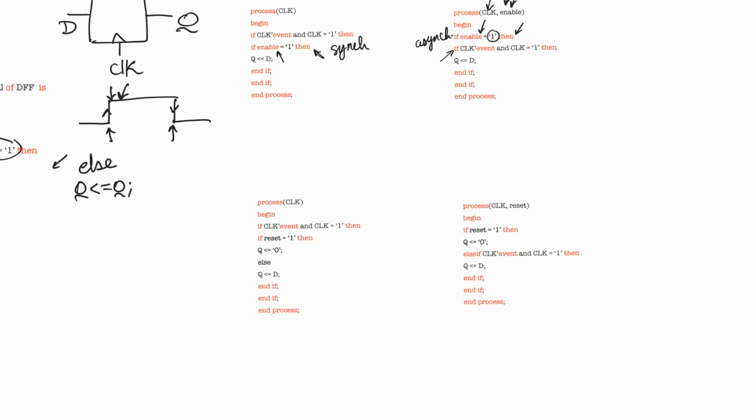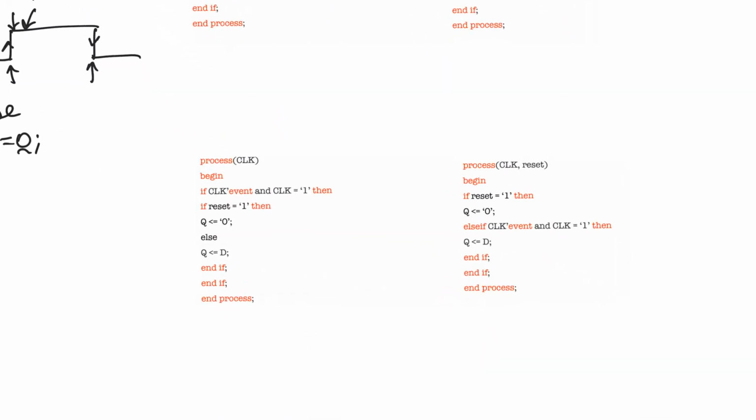Similar to enables, we can also include resets. And what resets do is that they set the output of the register to zero. And so we can have a synchronous reset, in which case the reset is within the condition of the clock and doesn't exist in the sensitivity list. Or we can have an asynchronous reset, which is outside the condition of the clock and must be included in the sensitivity list. So you can have asynchronous reset, synchronous reset, asynchronous enable, or synchronous enable.